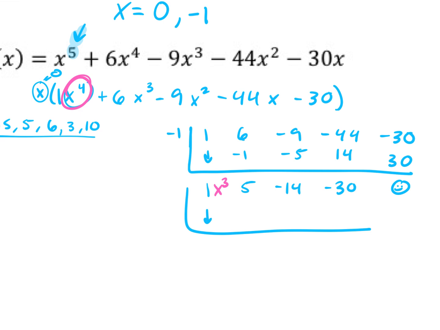We can try -1 again. Your zeros can repeat, so keep that in mind. Drop down the 1, multiply, -1, 4. This would be -4. -18 doesn't work.